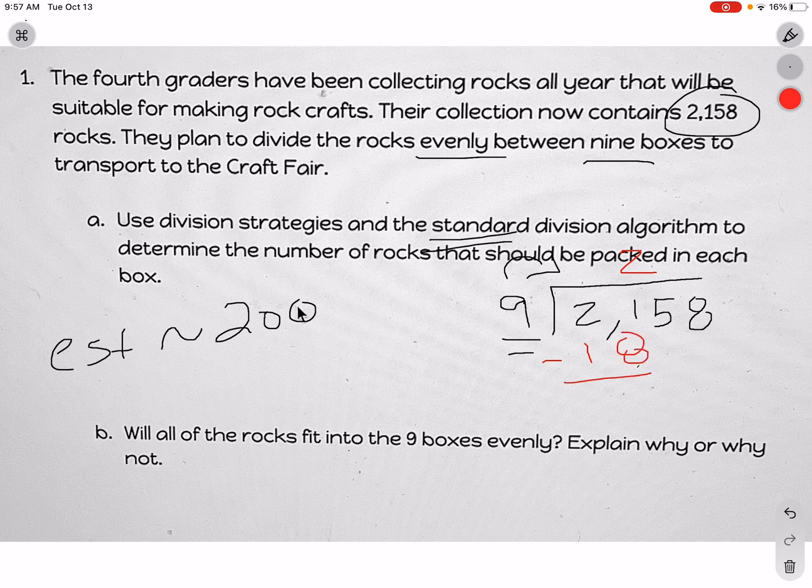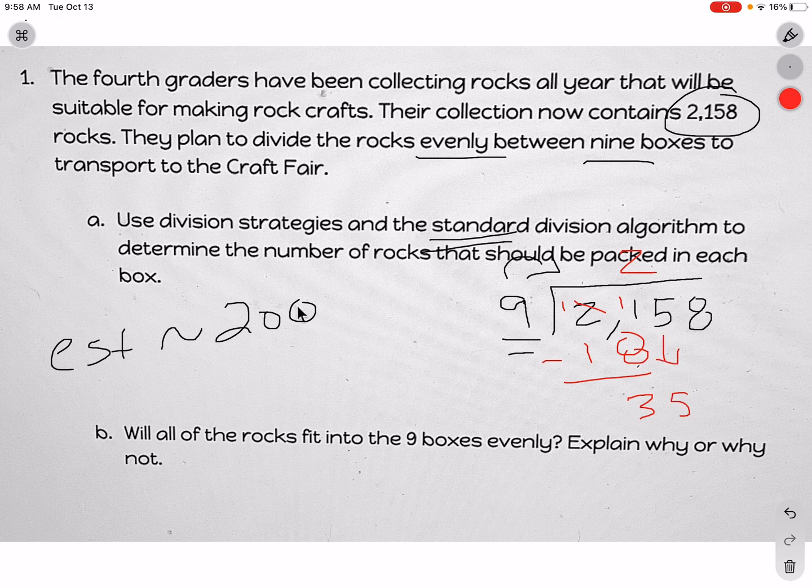We're going to subtract 18 hundreds from 21 hundreds, and that will leave us with 3 hundreds. You don't know how I did that. I borrowed from 1,000 and brought that over. 11 hundreds minus 8 is 3. Okay, we do that. We have to bring down our 5 right here.